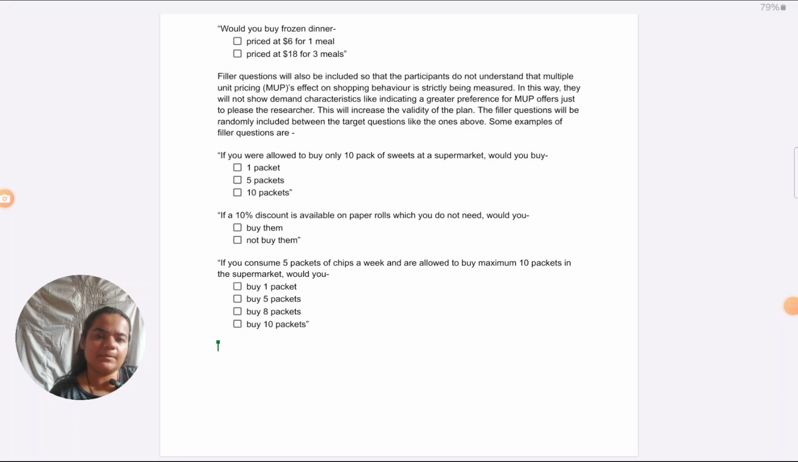I would like to say that I will be including photographs of the items, and the alternatives will be posted below the photographs. For example, let's say for this question, would you buy frozen dinner priced at $6 a meal? So there'll be a photograph of one frozen dinner. Below that, it will be written priced at $6 for one meal, and there'll be another photograph alongside of three frozen dinners, and below that it will be written priced at $18 for three meals. Just want to make it realistic. Not getting into too many details, but you know why MUP manipulation works, because of loss aversion, because of anchoring to the higher pricing which is there.